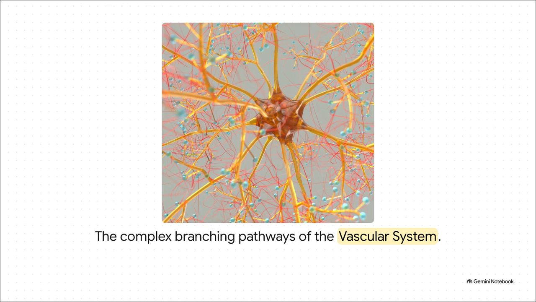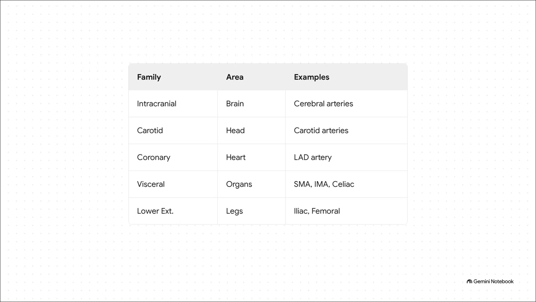But here's a little secret. Most of your complex catheter coding is going to happen right there on the arterial side. Let's break down that arterial family a bit more. We'll work logically, starting from the top of the body all the way down to the toes. First up, we have the intracranial arteries, located inside the skull, supplying the brain.